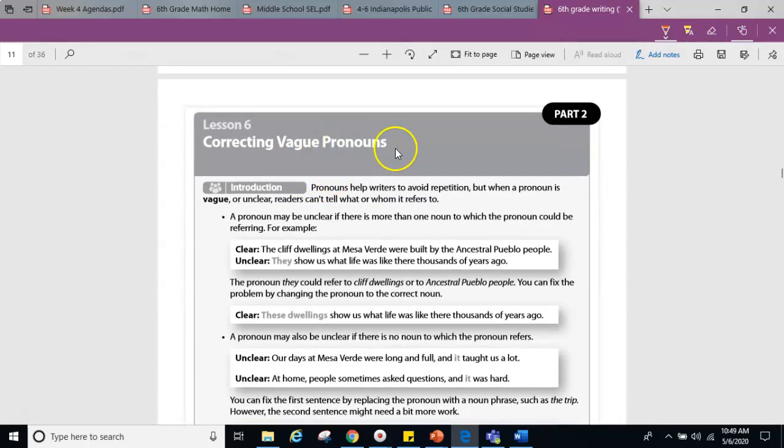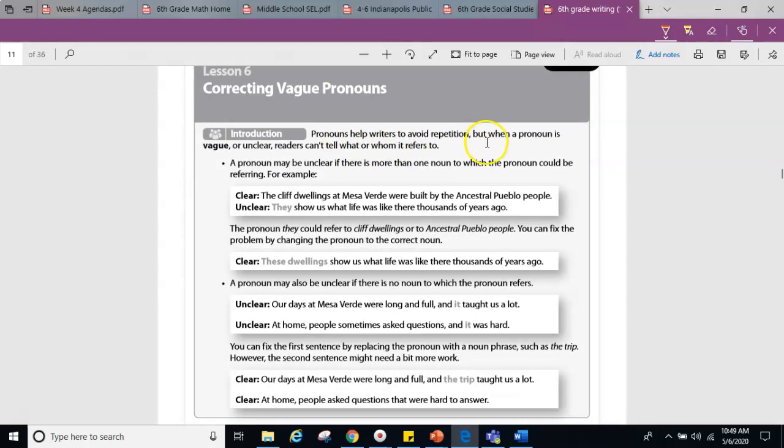Alright, and then your language arts lesson is correcting vague pronouns. Pronouns help writers to avoid repetition, but when a pronoun is vague or unclear, readers can't tell what or whom it refers to. A pronoun may be unclear if there is more than one noun to which the pronoun could be referring. For example, a clear one would be, the cliff dwellings at Mesa Verde were built by the ancestral Pueblo people. Unclear is, they show us what life was like there thousands of years ago.